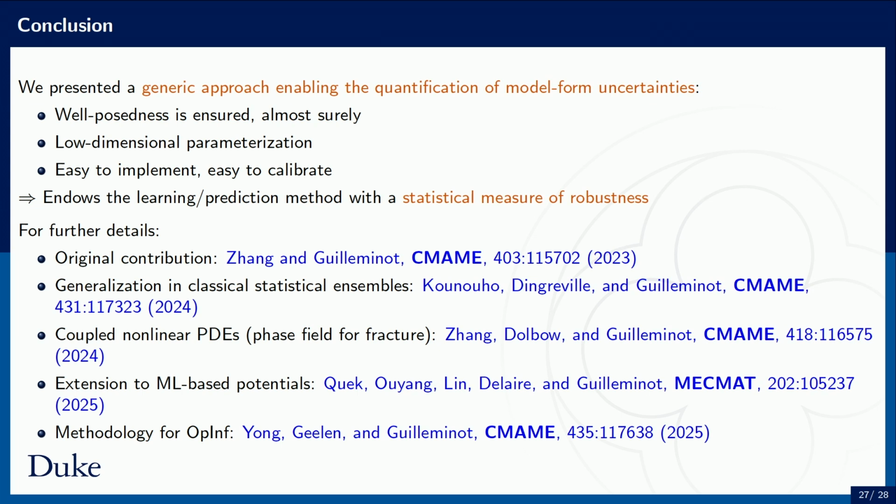That really opened up a lot of other works. If you're interested in that, we have the original paper, the first one. The second one is when you are trying to do molecular dynamics in statistical ensembles, so you have coupled equations for the control algorithm. This is a collaboration with Rémi Dengreville at Sandia. We also work with coupled nonlinear PDEs for phase field for fracture, something that Emma was referring to yesterday. ML potential is the last one, and the last paper is the one that I've been showing.